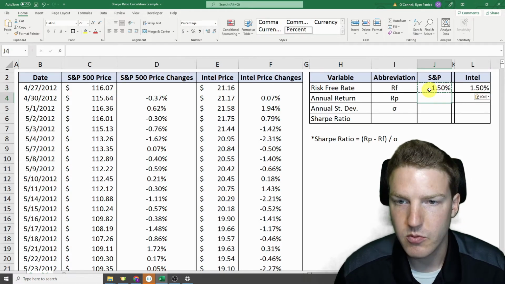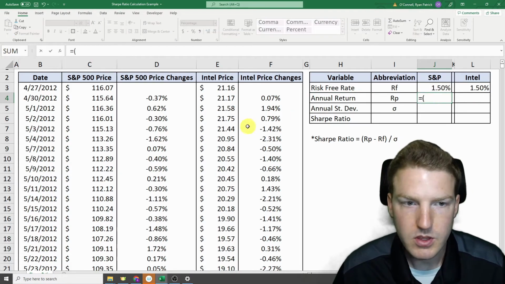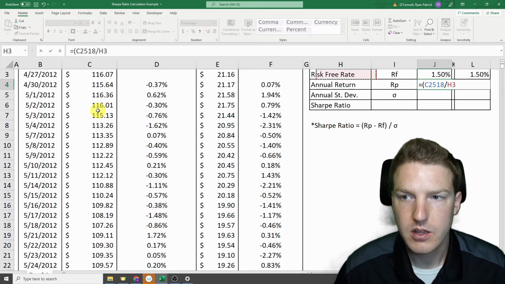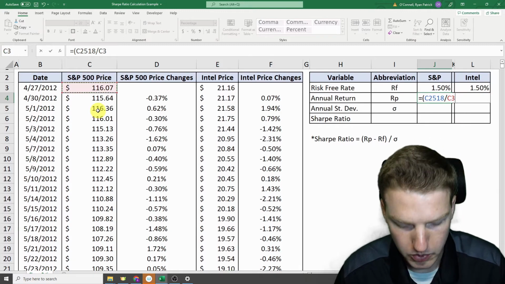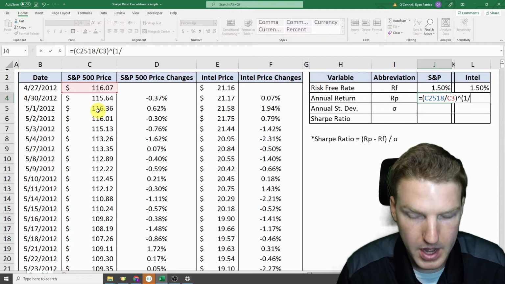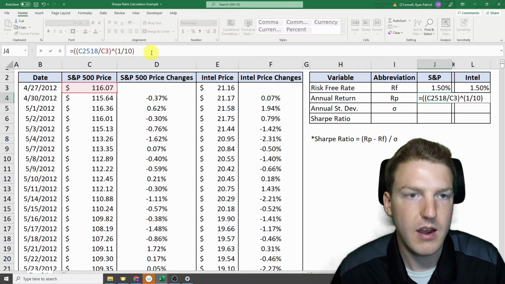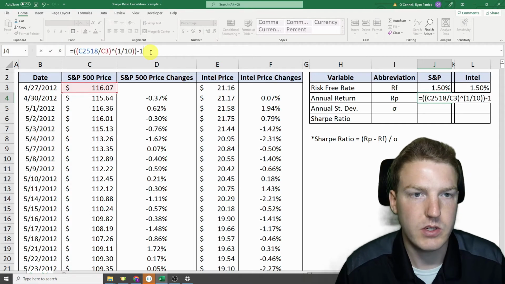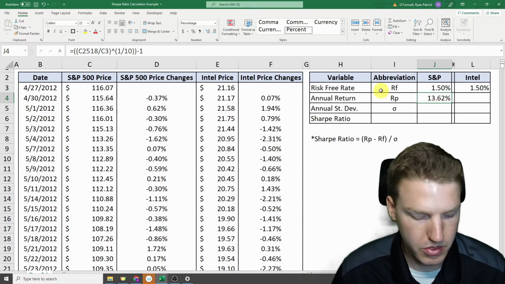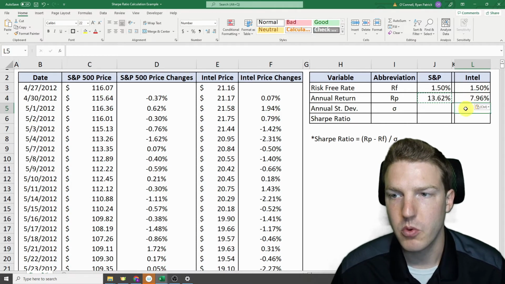And then we need to find the annual return for both of these stocks, which will just be equal to the last price, so I'm doing Control Down Arrow on my keyboard, divided by the first price of both of them, and then to the power of 1 divided by the number of years. So this is a 10-year period, so we'll just take that value to the power of 1 over 10. So we find that our annual return for the S&P 500 index is about 13.62% for the last 10 years. And then for Intel, it's about 7.96%.